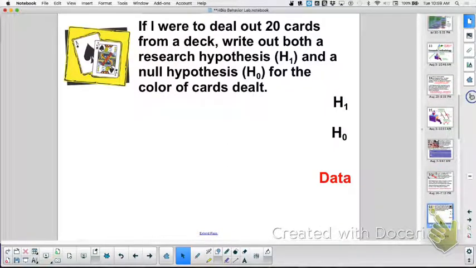If I were to deal out 20 cards from a deck of cards, discuss with your bio buddy what would be a research hypothesis and what would be a null hypothesis for the color of the cards, not suits, just color. Still dealing 20 cards either way. How would you approach it from a research hypothesis side? How about from a null? Go ahead.